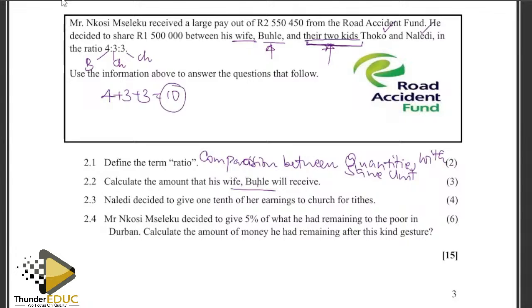Then the wife is getting 4, so it's 4 out of 10 times 1,500,000. So 4 divided by 10 times 1,500,000. This will lead to 600,000. So Boutle, the wife, will get 600,000.